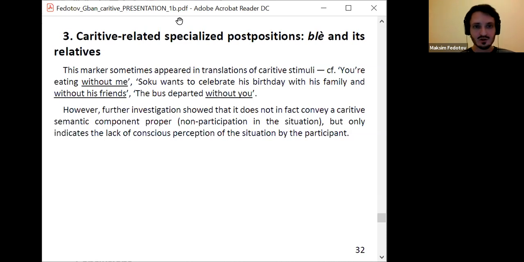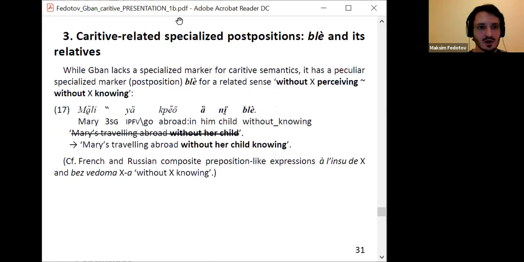However, further investigations showed that, in fact, this postposition does not convey a caritive semantic component proper, non-participation in the situation, but it conveys only the lack of conscious perception of the situation by the participant. So it's not Mary's traveling abroad without her child, in fact, but rather Mary's traveling abroad without her child knowing. And we can compare this to preposition-like expressions in Russian and French, à l'insu de, and без ведома X. So, without X knowing.